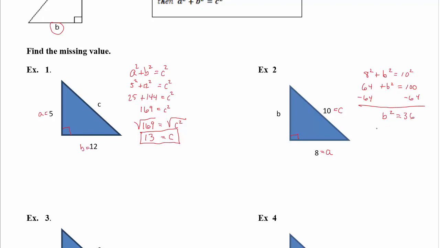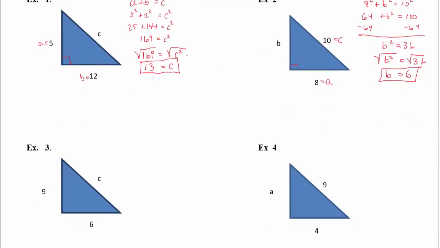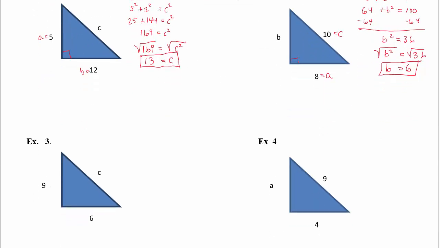And then if we take the square root of both sides, the square root of B squared equals the square root of 36. The square root of B squared becomes B, and the square root of 36 is a nice perfect square. So B turns out to equal 6. Again, we don't have to worry about plus or minus because B is the length of a side. That's not too bad. It's great when our numbers turn out to be nice numbers, perfect square numbers. Let's try another one. How about this one here?